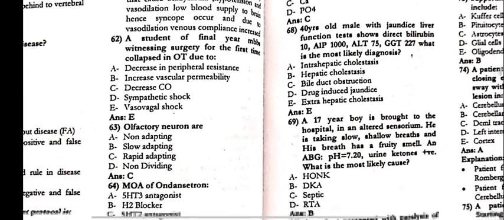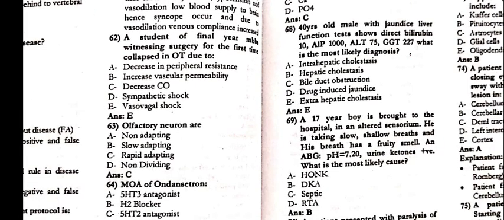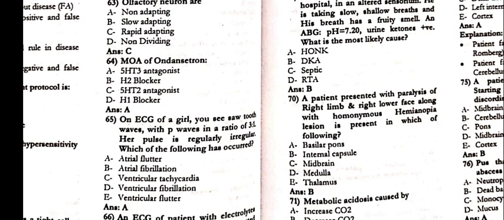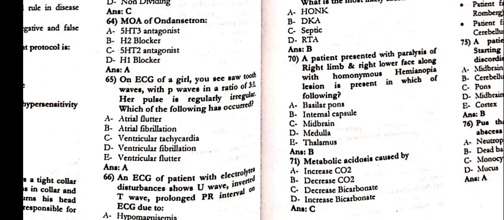62, as a student of the final year MBBS witnessing surgery for the first time, collapse is not due to vasovagal shock. Olfactory neurons are rapidly adapting. Mechanism of action of ondansetron or onset: 5-HT antagonist.